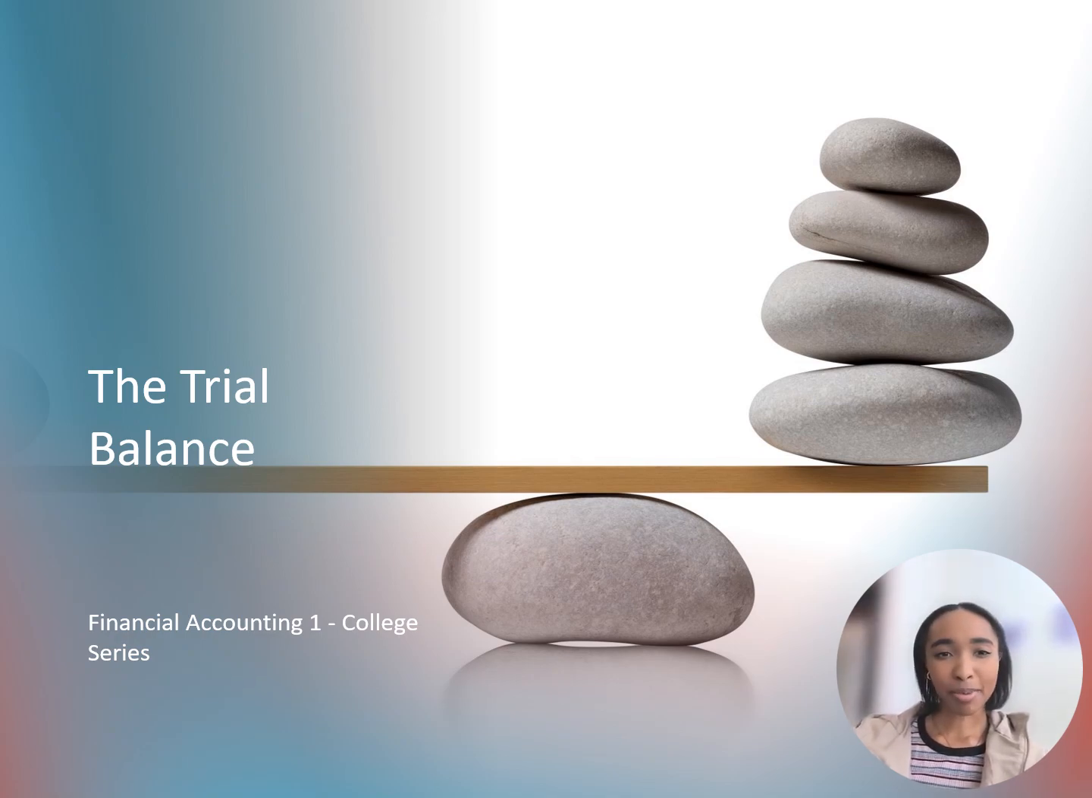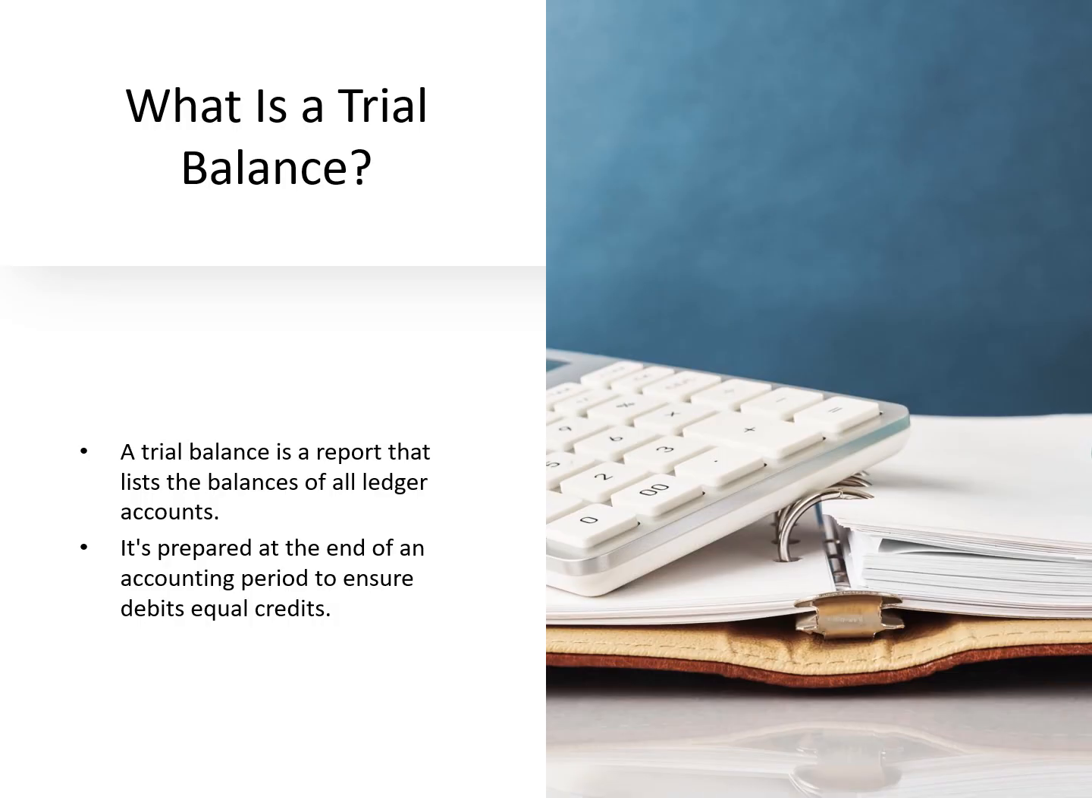Today we're going to be talking about the trial balance and how it works, what it is, and how it's structured. So let's start off with the basics. A trial balance is a report that lists the balances of every account in the general ledger. It is used to make sure total debits and total credits are equal. Think of it like a checkpoint before you move on to preparing your financial statements.